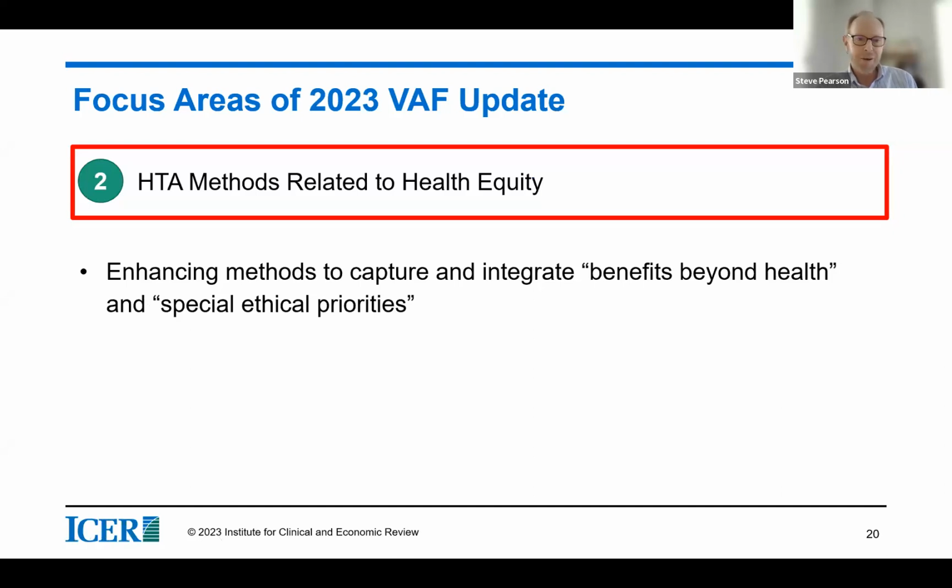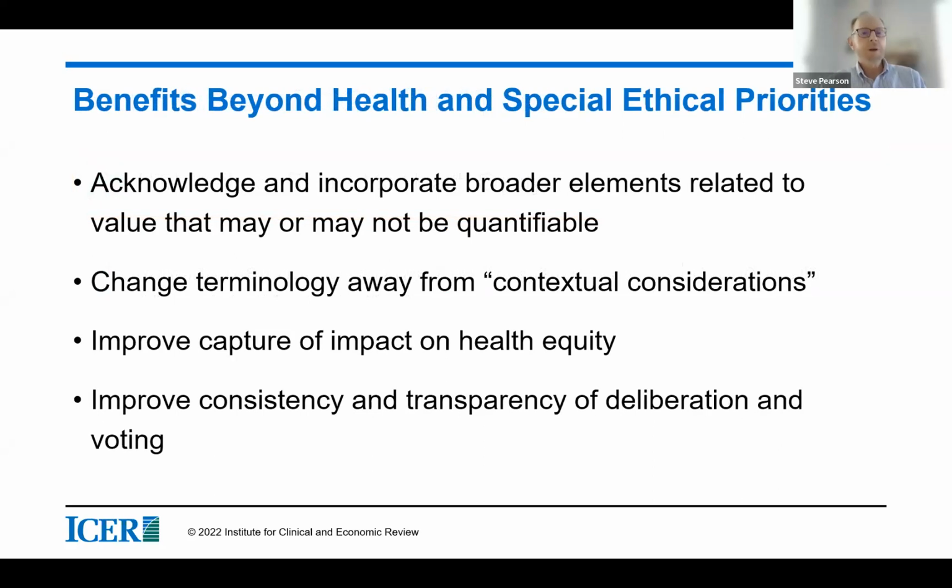So I'm going to talk about methods to capture and integrate what we are now calling benefits beyond health and special ethical priorities. And I could have talked about this under the cost effectiveness section, but it absolutely also works under health equity, because some of the special ethical priorities that we have in this country, and hopefully all countries, is to try to figure out how we consider health gains in a way that can improve our approach to health equity overall. So here we are with these two different kinds of concepts: benefits beyond health and special ethical priorities.